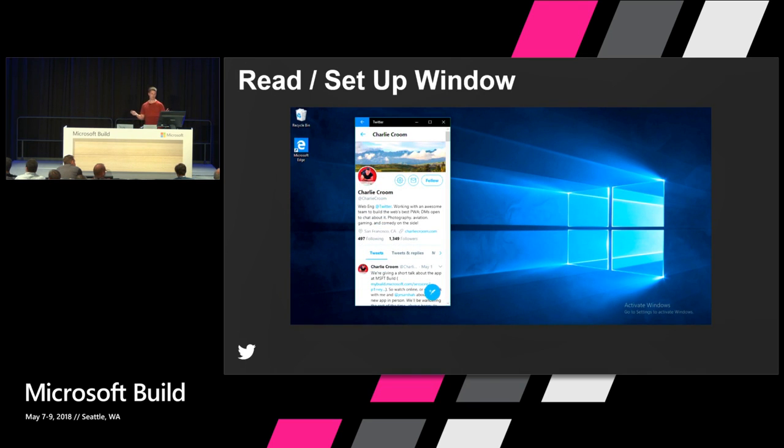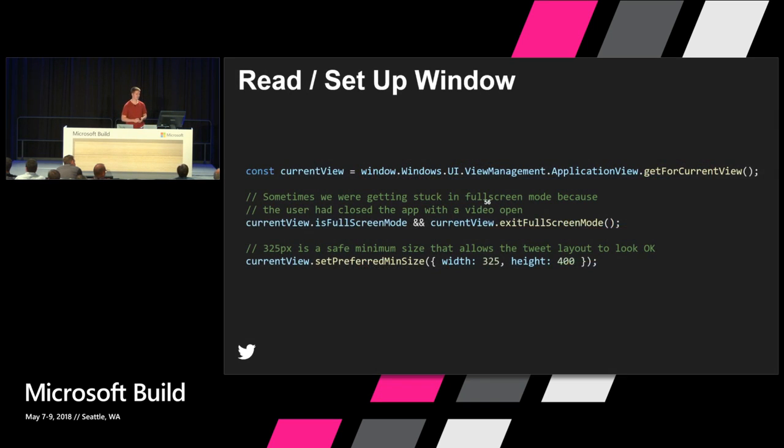But it turns out this is something you can control when you're in a Windows-wrapped app. So really quick, we just changed the minimum size. We made it a little bit smaller. That's a nice, easy fix. So here you can see we actually get the current view for our application. And we do two things. The first is we exit full screen mode.